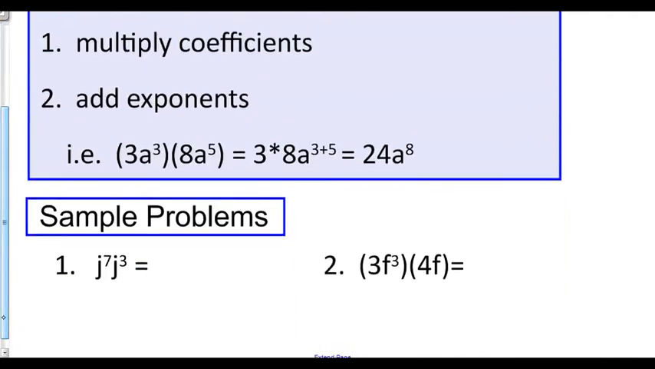How can I do that here? J to the 7th times j to the 3rd is simply going to be, they have the same base, so I can just add these exponents here. J to the 10th. 3f to the 3rd times 4f. Well, I'm going to multiply the coefficients together. 3 times 4 is 12. And then it's going to be f. Remember, there's the understood 1. That's always the exponent if we don't see it. So f to the 3rd times f to the 1st. Add those exponents together. F to the 4th.